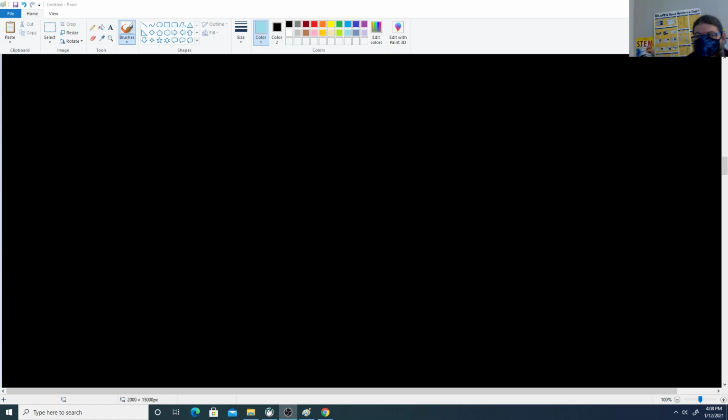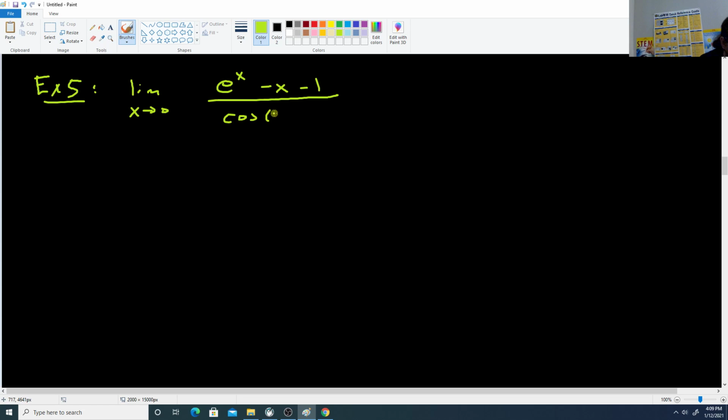Right, so picking up where we left off, we're still going to be taking a look at L'Hopital's rule. So we're going to look at example 5 here from the book. This one wants us to evaluate the limit as x approaches 0 of e to the x minus x minus 1, all that over cosine of x minus 1.